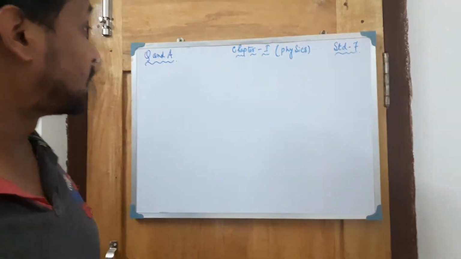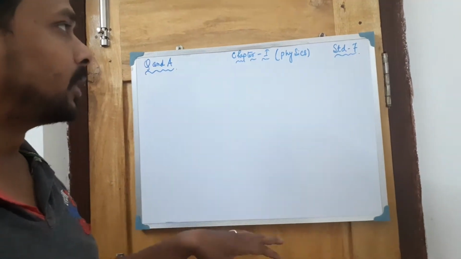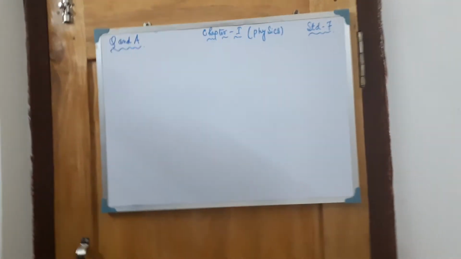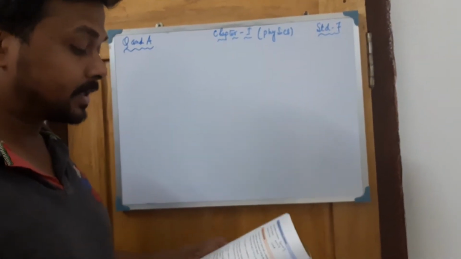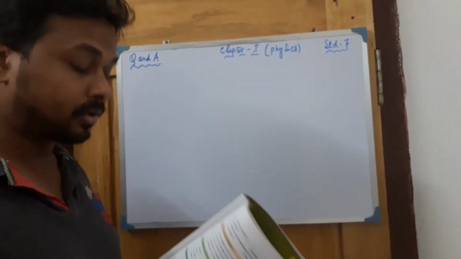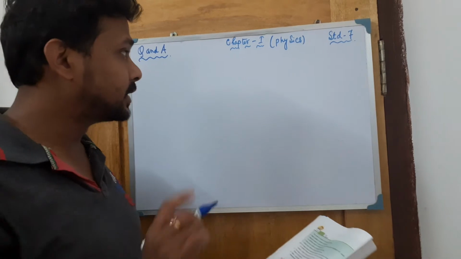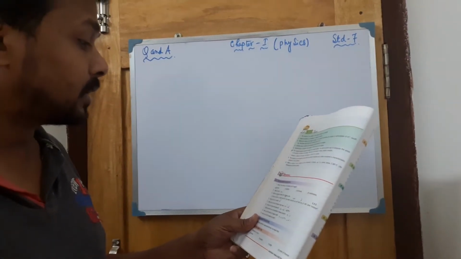Today we will start the question answer part of chapter 1. The numericals and the syllabus of that portion have been completed, but here I will tell you the question answer part from this book. The exercise you can find in this book, on page number 14. One by one, I'm telling you the questions.